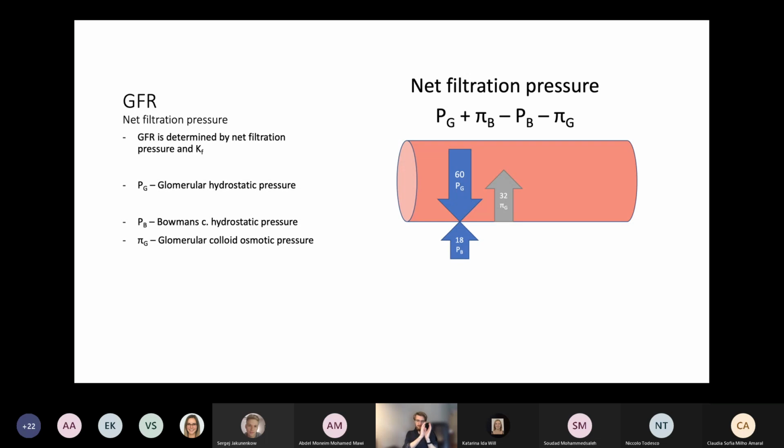At the initial start of the capillary, the concentration of all of these solids is quite low. That means the osmotic pressure opposing filtration is also relatively low. This changes, however, towards the end of the capillary.